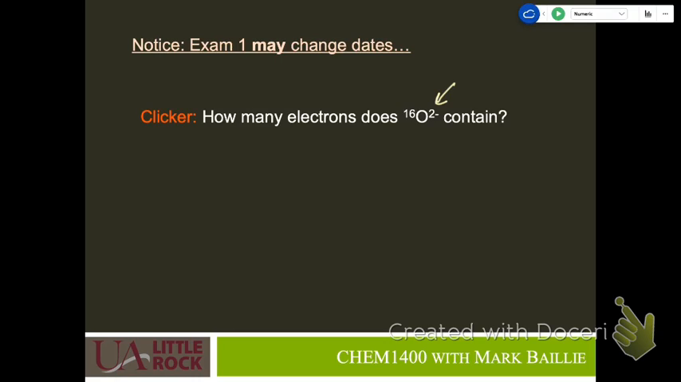Sorry, I can't hear you. How do we know that? Because it's oxygen and plus, so if it's 16, and it doesn't say there's extra neutrons, you can assume that the neutrons.